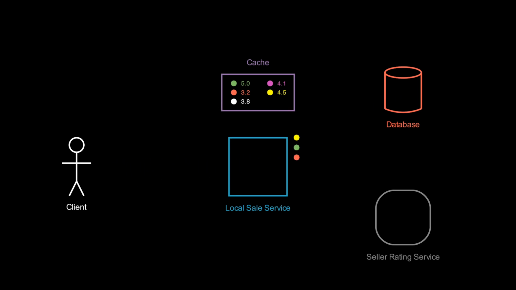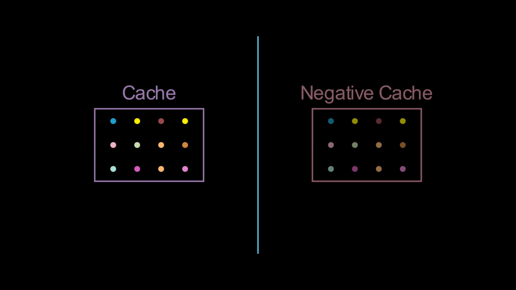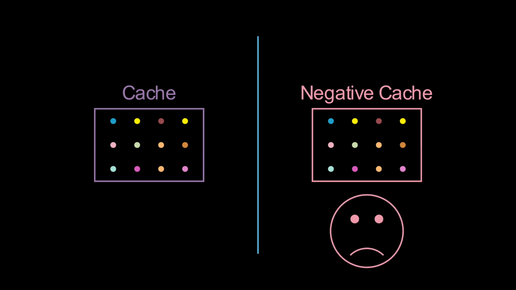In some cases, all of the items for sale will have cached values, so no requests are made to seller rating service. This is the best case scenario. So, what's a negative cache? A negative cache starts out as a regular cache, but over time becomes angry and has a bad attitude, which is why it's negative. I'm just kidding. Let's see what a negative cache actually is.